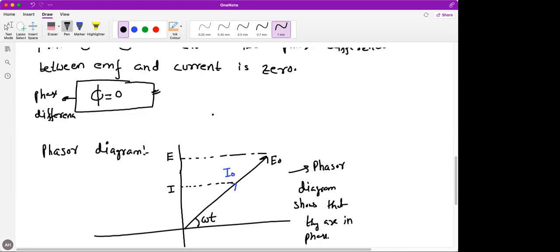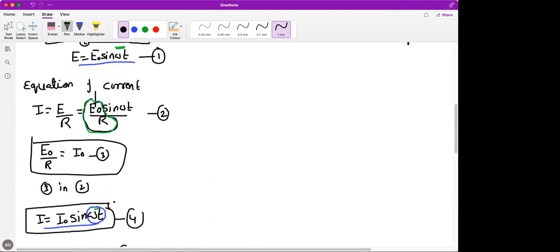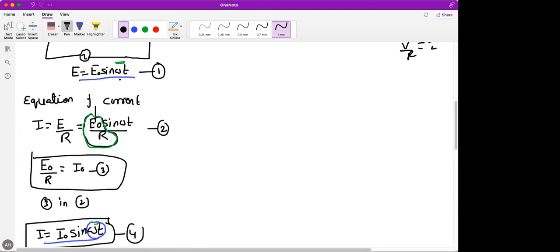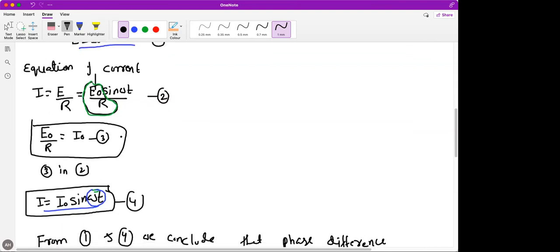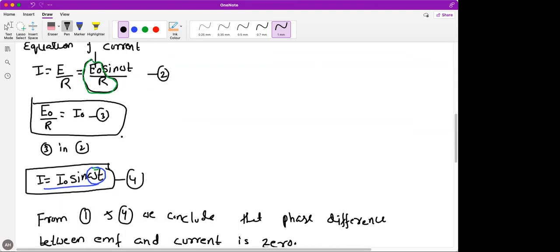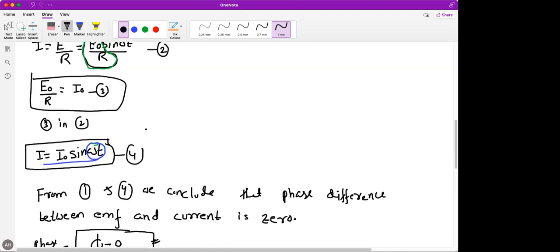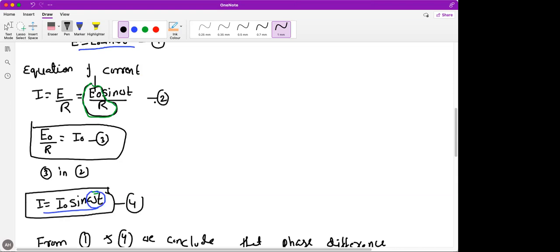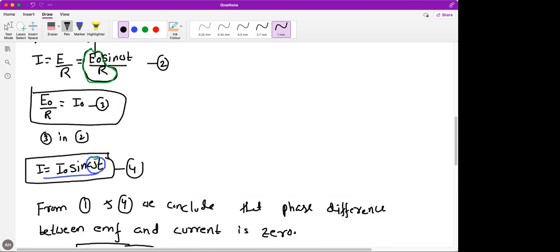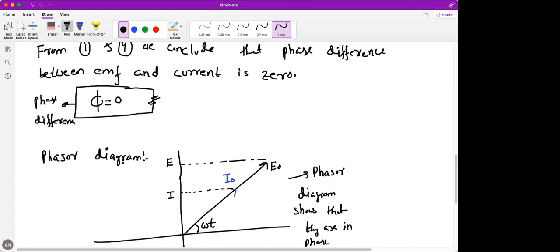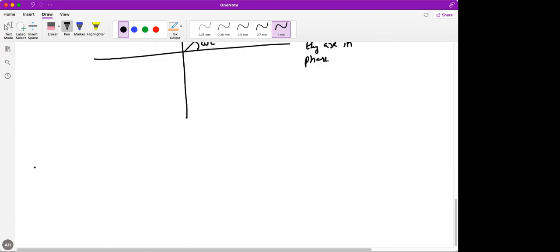So for all circuits, the first thing I need is the equation of EMF, which is usually given. Then I need the equation of current, which is EMF by resistance. From the equations of current and EMF, we can get the phase difference. Once you have the phase difference, you draw the phasor diagram. After drawing the phasor diagram, you calculate the power factor.